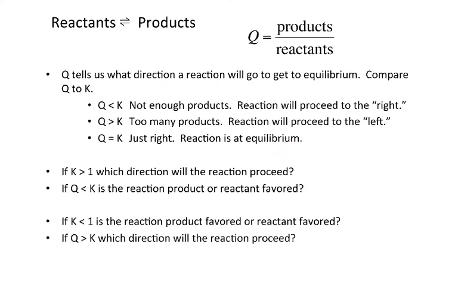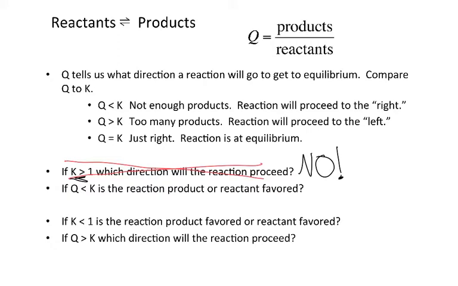So let's look at a couple of different types of questions that we might be asked. In the first one, I'm told, if K is greater than 1, which direction will the reaction proceed? It turns out this is a trick question. Comparing K to 1 doesn't tell me anything about the reaction direction. It tells me whether the reaction is product favored or reactant favored. So that's a bad question. We can't even ask that question because I don't have enough information.